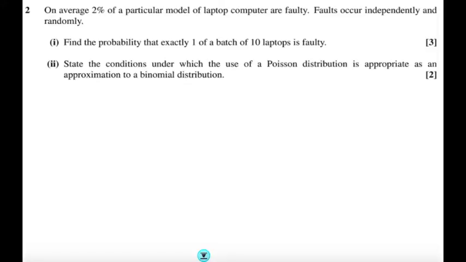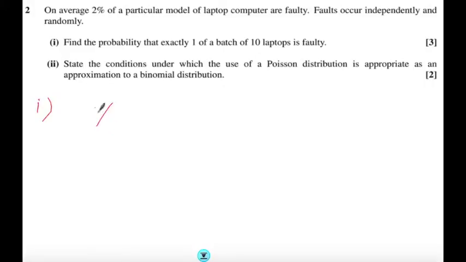Okay, question 2. On average, 2% of a particular model of laptop computer are faulty. Faults occur independently and randomly. Find the probability exactly one of a batch of 10 laptops is faulty. Right, the hard thing here is you need to recognise what kind of distribution this is. Now if you think about it, we've got a load of laptops, some work and some don't. So this will be a binomial thing because we're testing each one, and then it can either be true or false, basically, i.e. faulty or not faulty.